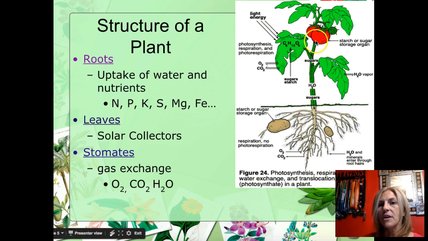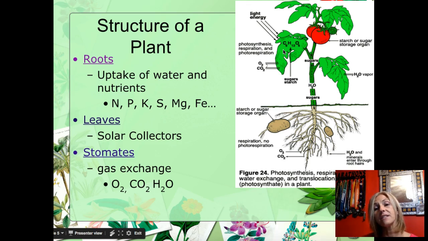The stem, we know that the stem has the xylem and the phloem in it, so the xylem is going to move water and the phloem is going to move food, and we know that water will continually move from its highest water potential to its lowest water potential, which is at the leaves. And then we have our leaves, and that's where we're going to do gas exchange.